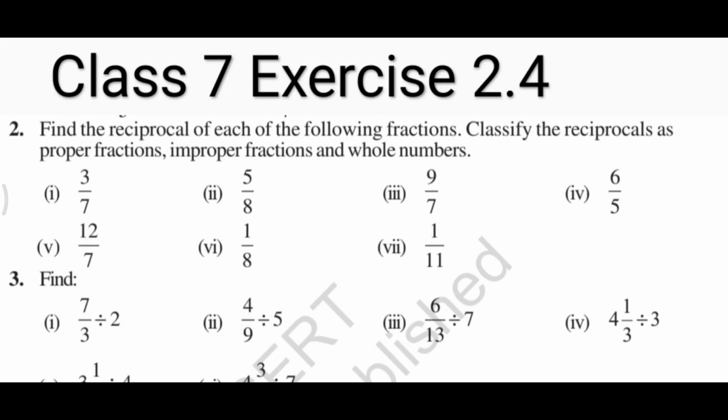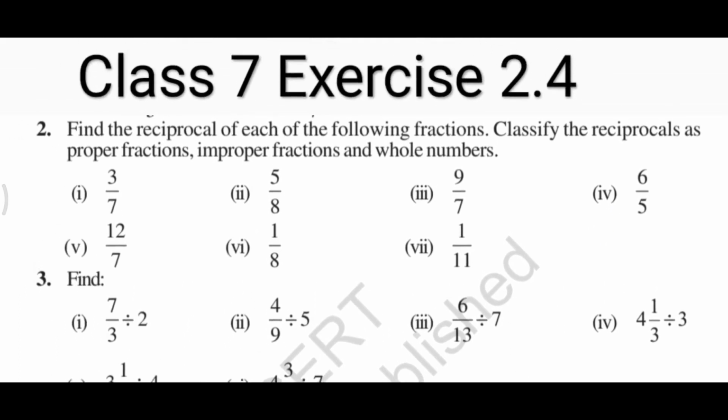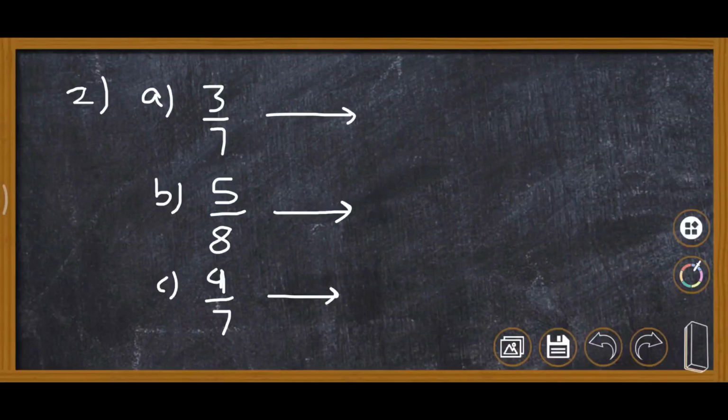So proper fractions are those fractions in which numerator is less than denominator. Improper fractions are those in which numerator is greater than denominator, and whole numbers you can identify easily. Now the reciprocal of 3 upon 7 is 7 upon 3, 5 upon 8 is 8 upon 5. You know that in the reciprocal, numerator becomes denominator and denominator becomes numerator. Same as 9 upon 7, then it becomes 7 upon 9.